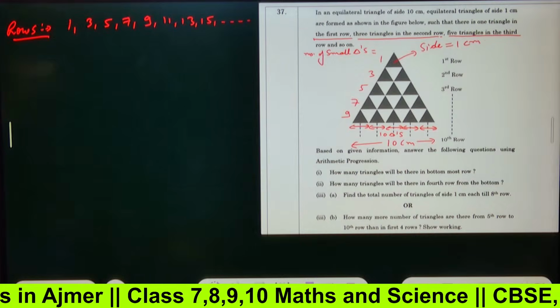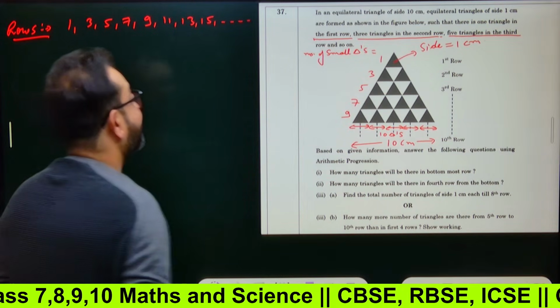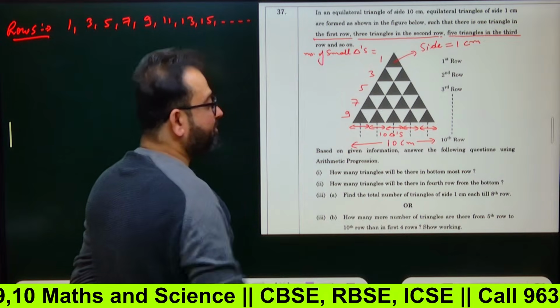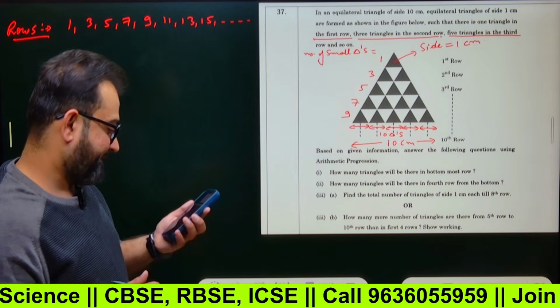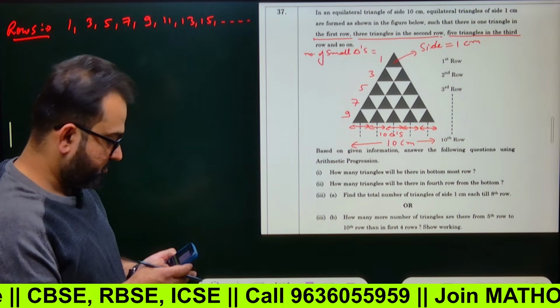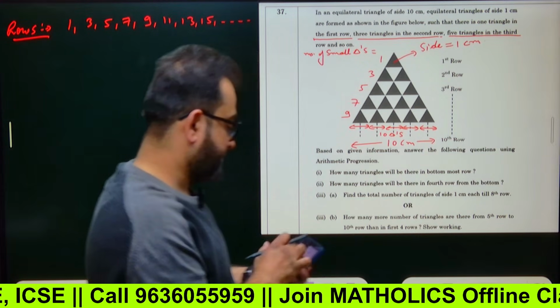How many triangles will be there in the last row? How many rows are going to be there? Okay, tell me. How many rows? That we have to find out. Anyone? Everyone is sleeping. So no, we are not actually getting this question.